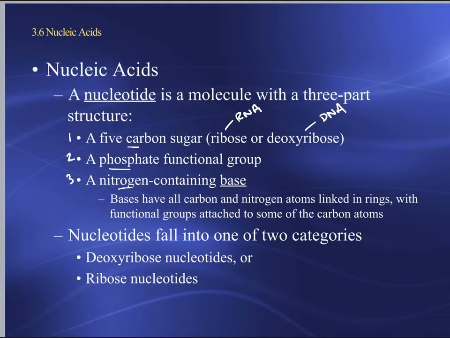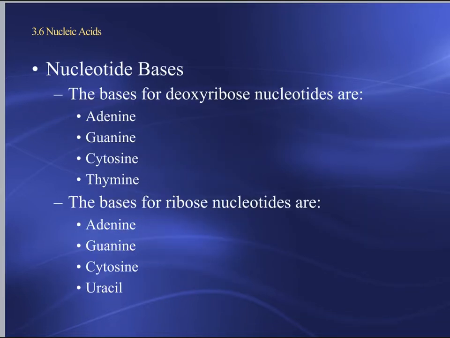Nucleotides fall into one of two categories, either deoxyribose nucleotides or ribose nucleotides. Again, deoxyribose is going to form DNA, and ribose is going to go on to form RNA. So, the bases for deoxyribose nucleotides, again DNA, are adenine, guanine, cytosine, and thymine. You definitely need to know these, okay? Know this list. We're going to see that a lot this year. Oftentimes, these will just get abbreviated with their first letter: A, G, C, and T.